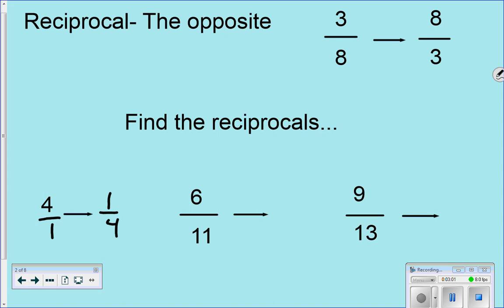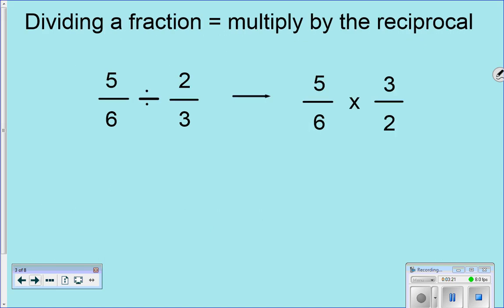Okay. What's my reciprocal for this one? Henry, what is it? 11 over 6. What's my reciprocal for this one, Connor? 13 over 9. So far, so good? You're going to use this today when you divide fractions. All right, so dividing a fraction is the same thing as multiplying by the reciprocal.